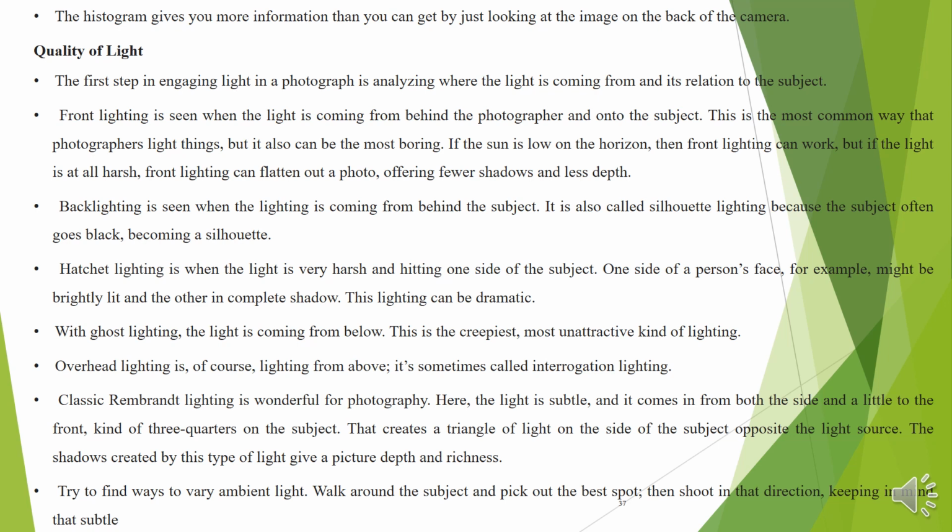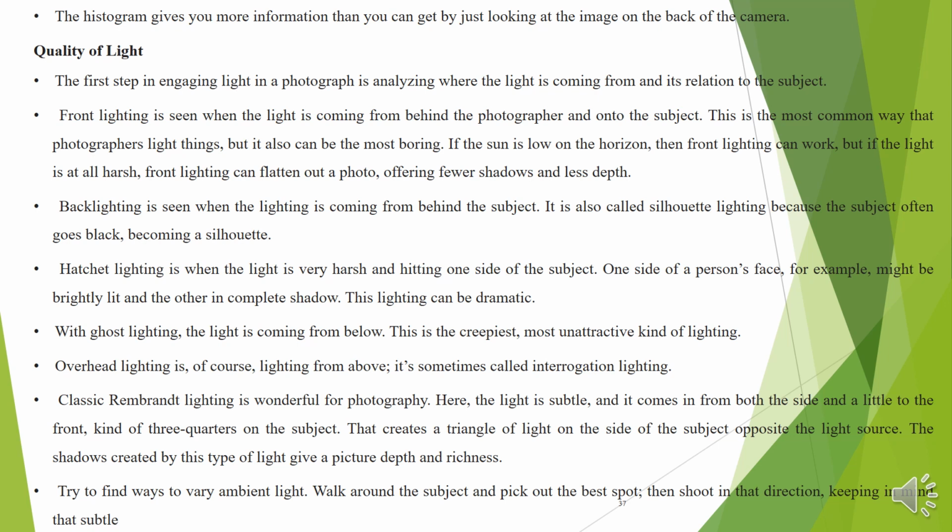This is the most common way that photographers light things, but it also can be the most boring. If the sun is low on the horizon, then front lighting can work, but if the light is at all harsh, front lighting can flatten out a photo, offering fewer shadows and less depth. Backlighting is seen when the light is coming from behind the subject. It is also called silhouette lighting because the subject often goes black, becoming a silhouette.